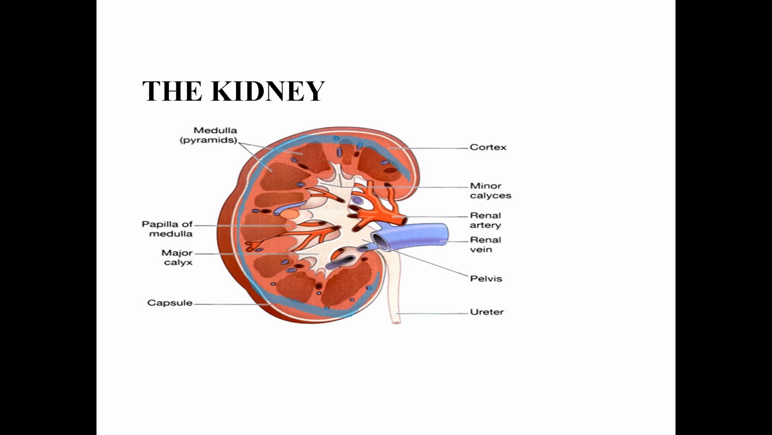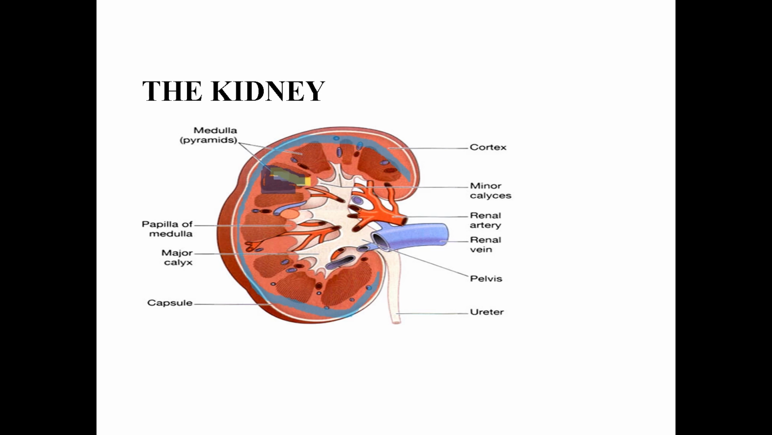Another structure we can talk of is this triangular structure. This triangular structure is known as the medulla. The medulla consists of the renal pyramids. The renal pyramids are formed from the collecting ducts and supporting blood vessels and nerves.